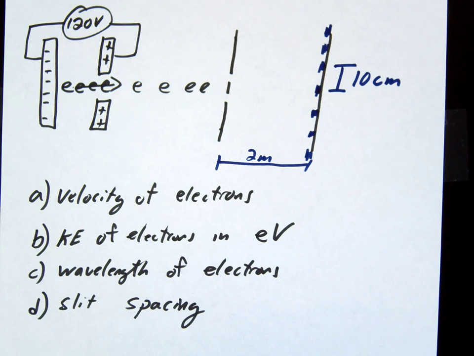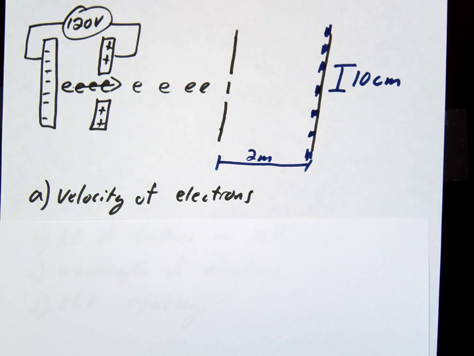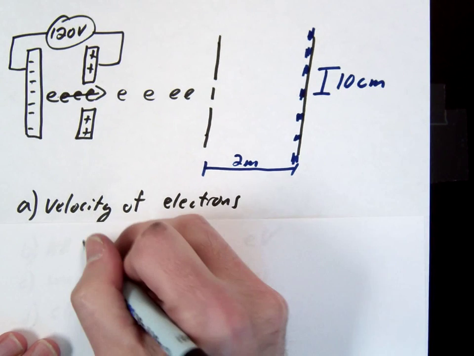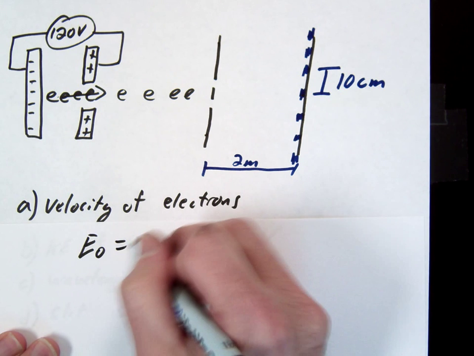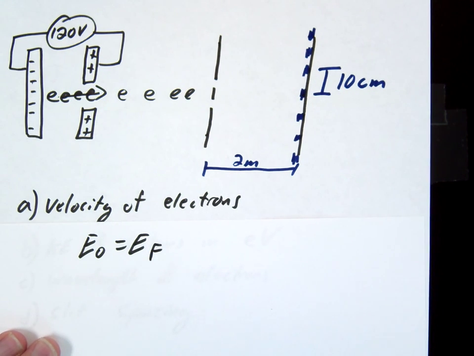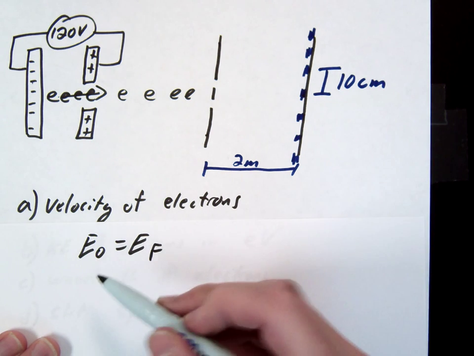Okay, let's go ahead and start this one up. First question, how are we going to find the velocity of these electrons through parallel plates? So this is an old problem that we've done many times. It's just been a while. E initial equals E final. But our final exam's coming up, right? So you should know how to do these.